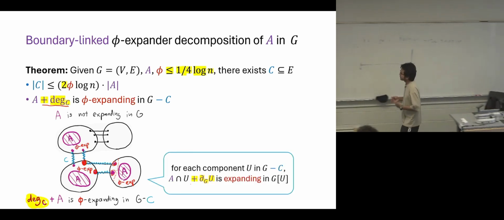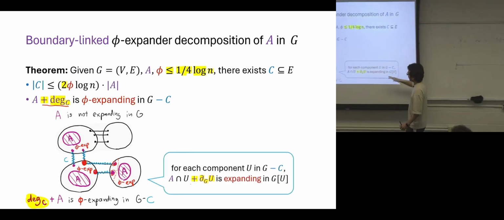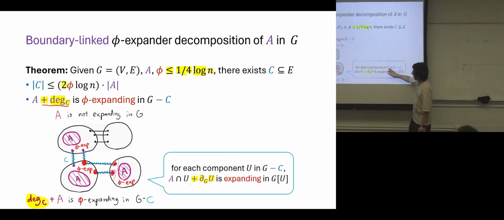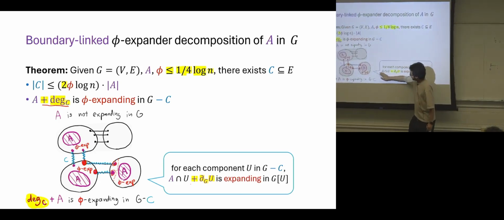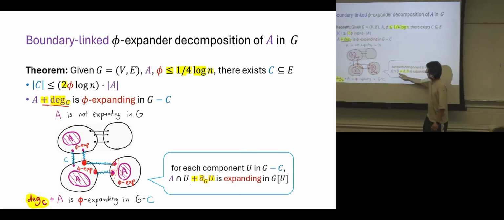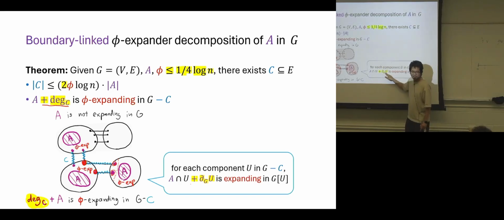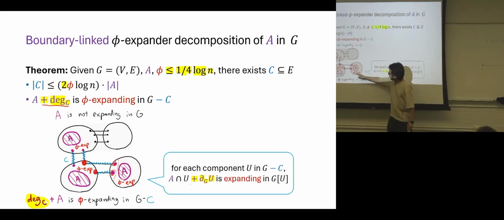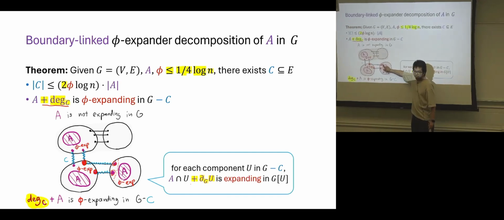So if you look into each component U, A inside U together with the boundary of U, this denotes the boundary of U, the endpoints of the boundary, this thing together, they are expanding.